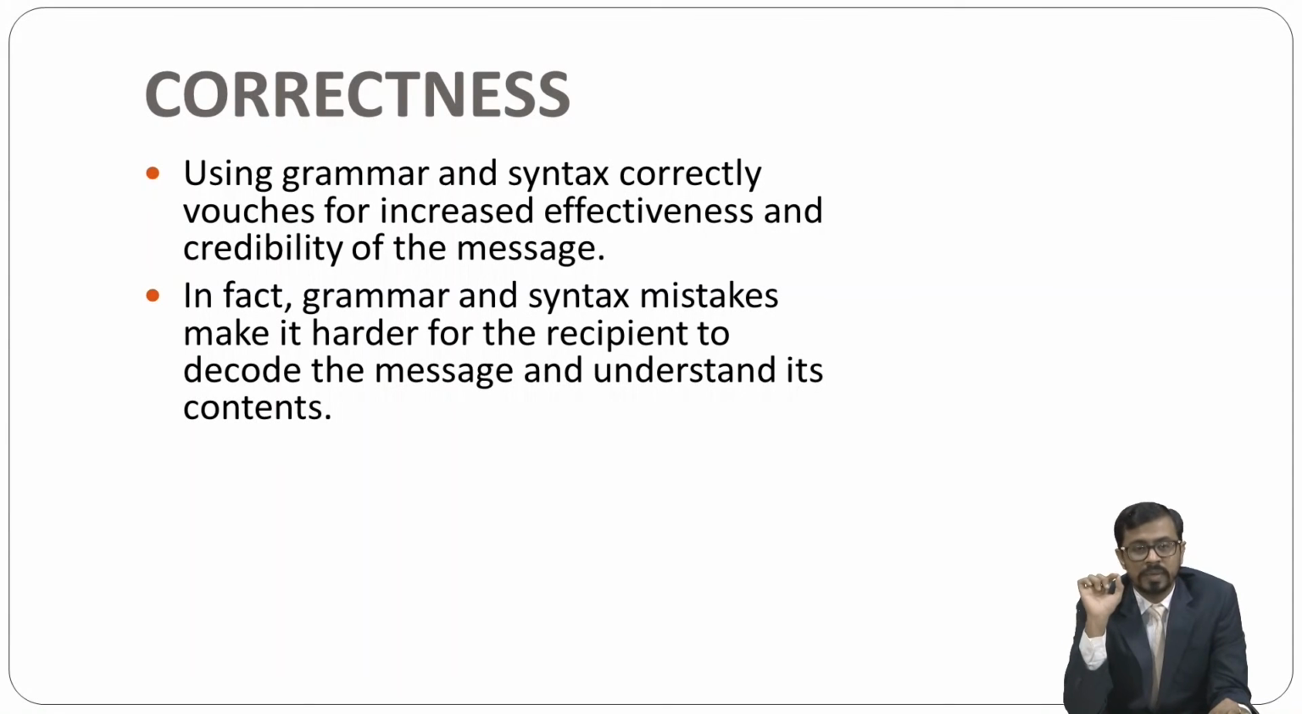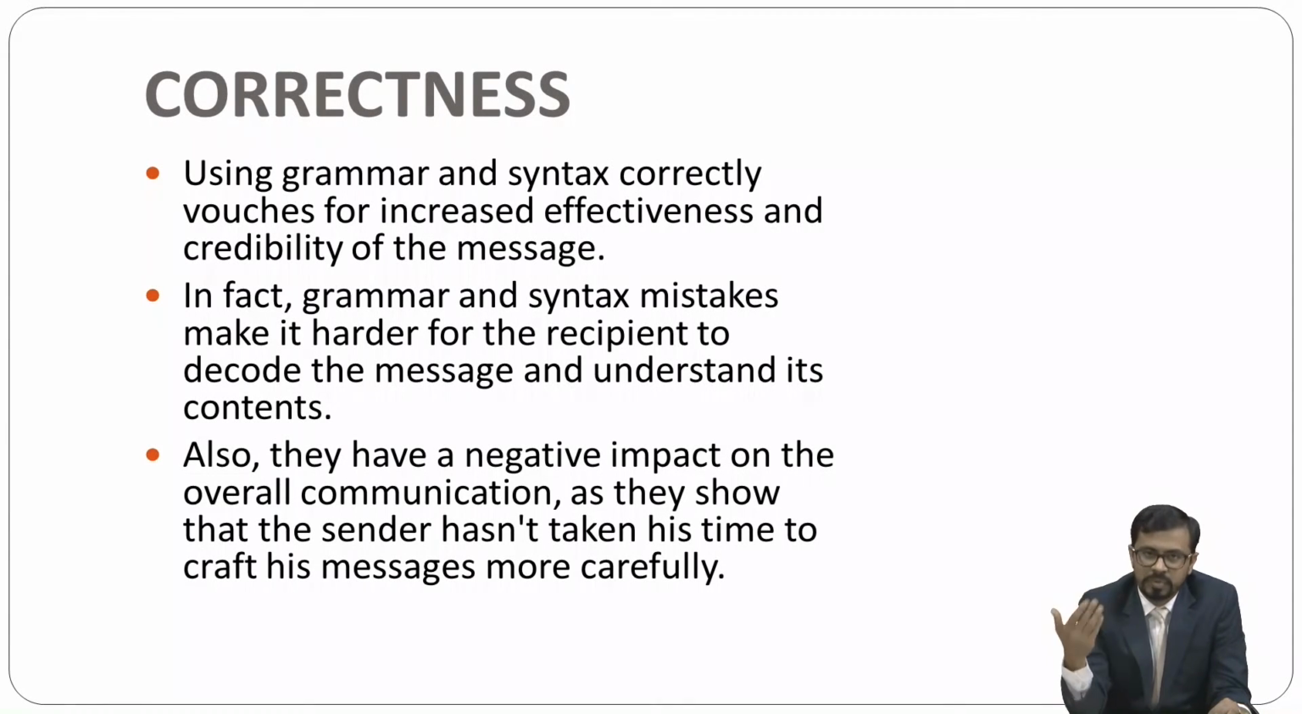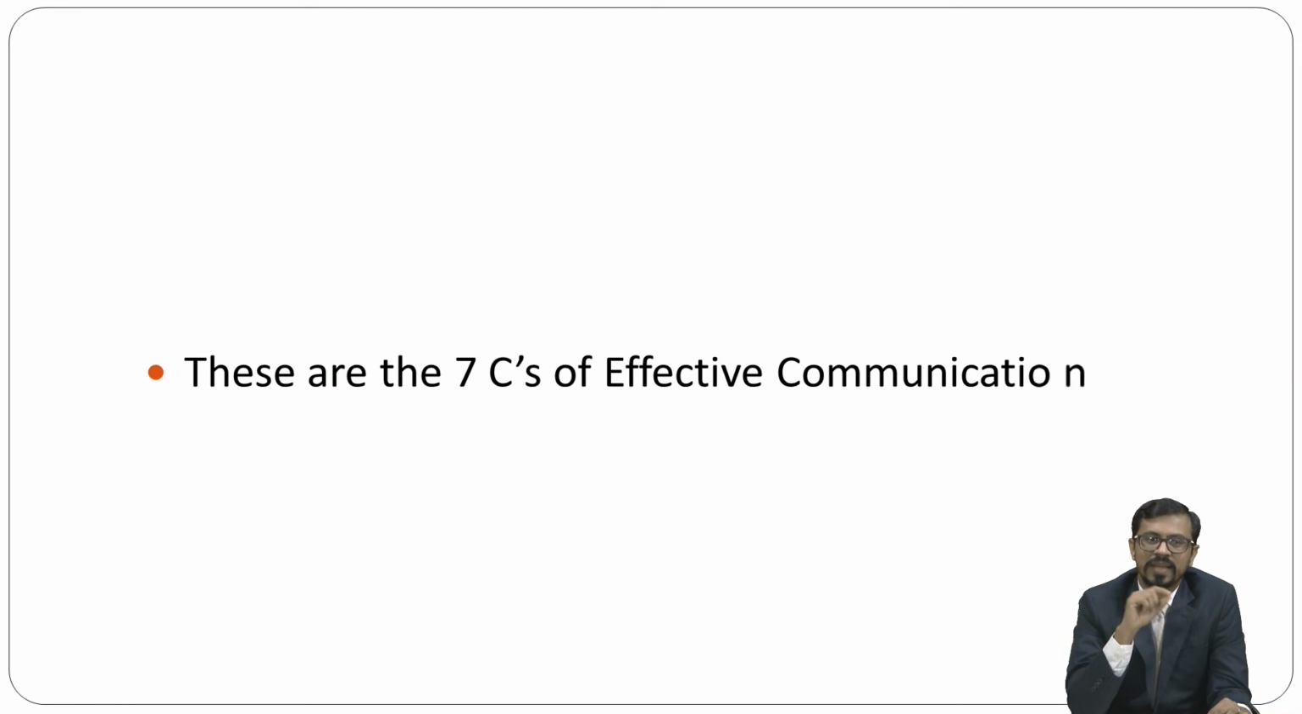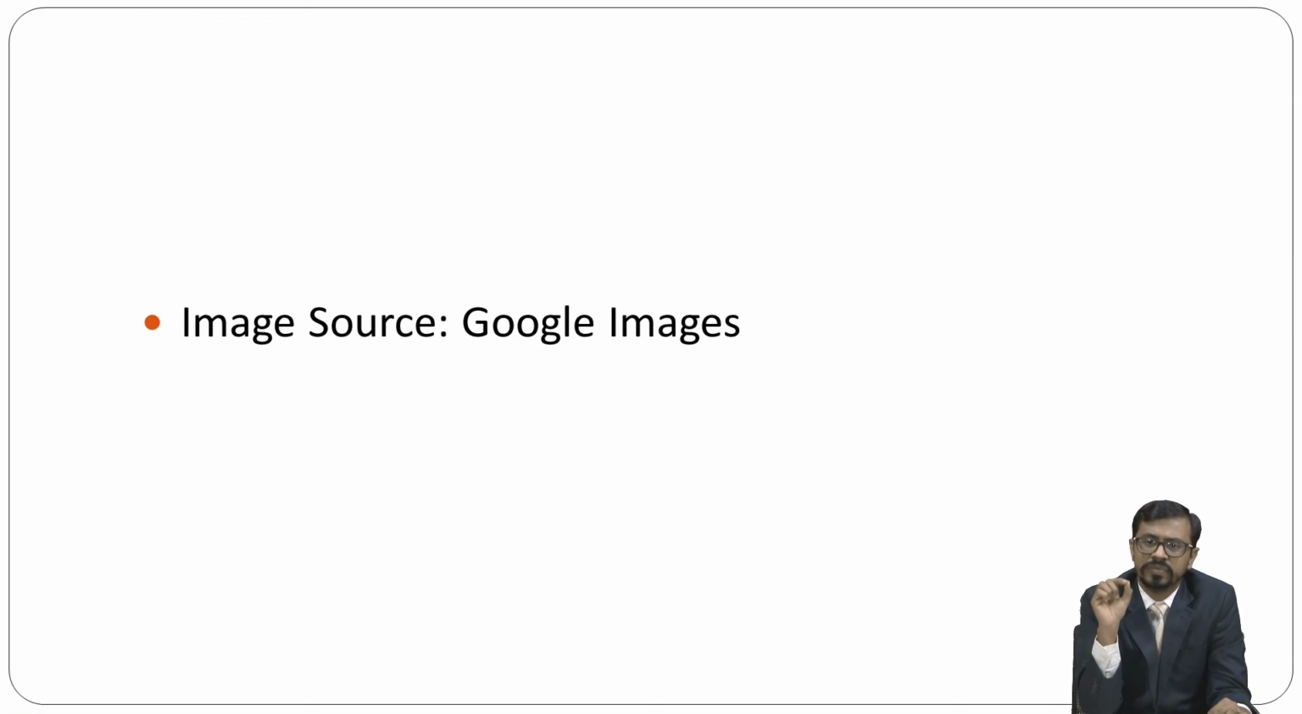So your message should be correct in the form of grammar, in the form of syntax, in the way of pronunciation possibly, or punctuation. They have a negative impact on the overall communication. If the message is not correct, it has a negative impact because that shows that the sender has not taken time to craft the messages more carefully. So the messages have to be correct as well. These are the 7 C's of effective communication. 7 C's because we saw that all those words begin with the letter C, right? So these are called the 7 C's of effective communication.